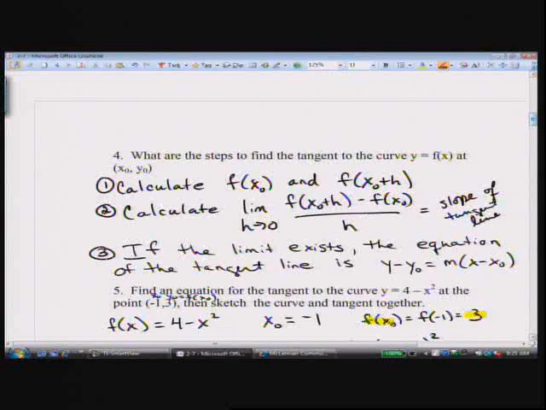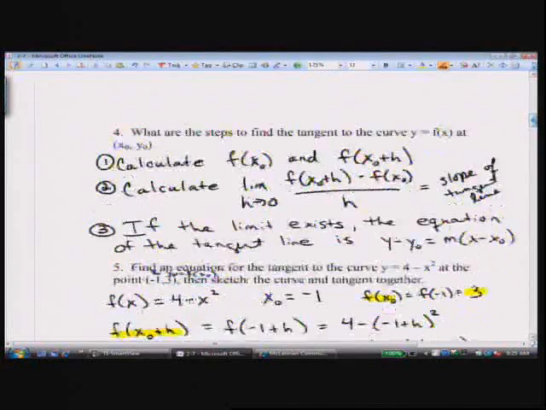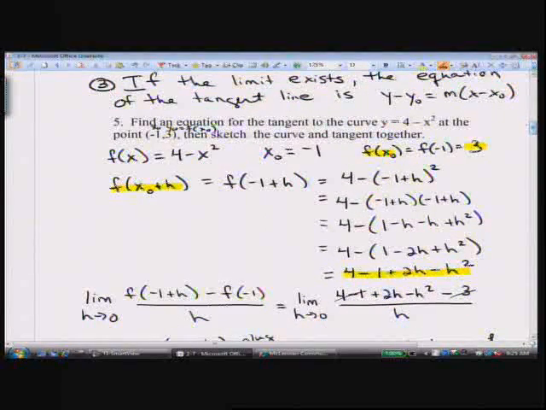And then the way you write the equation of a line, I like to use the point slope formula. But if you like to use y equals mx plus b, that's fine as well. So we came in and we did number 5. We did example 5. We were told that we have an equation for the tangent at the curve.